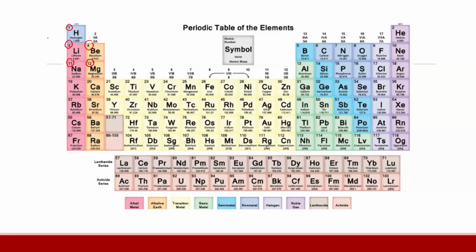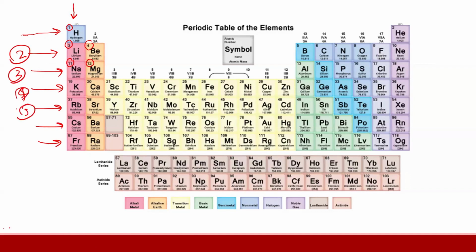How many shells does it have? How many shells are given by the row number. Row 1, row 2, row 3, row 4. That's the row. So the second row would tell you that's two shells, 3 shells, 4 shells, 5 shells.